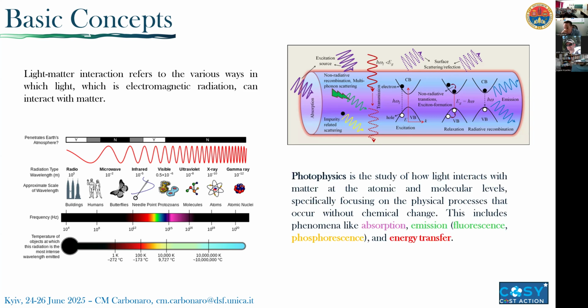So photophysics is basically the study of how light interacts with matter, both at the atomic and molecular levels, usually specifically because we are interested in the physical processes that occur without chemical changes. So we are looking at absorption of light and emission of light by the material, and energy transfer between molecular groups or molecular fluorophores, or the effects in the case of more complex systems, which are inside our material.